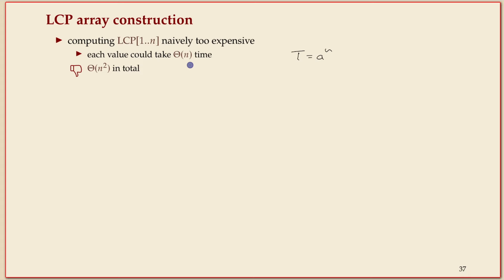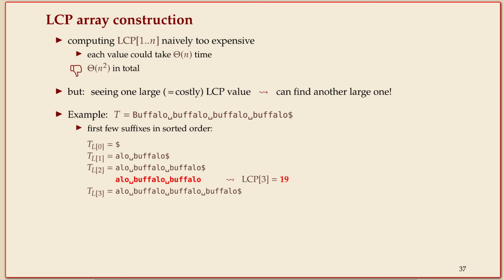However, it might be good enough if your text has almost no self-similarity. The insight to get faster than that is: if we see one large LCP value where we had to spend a lot of time comparing, we will always see more large values that use the same common prefix. So we can somehow reuse that work.